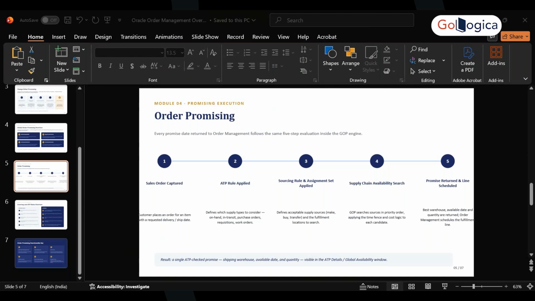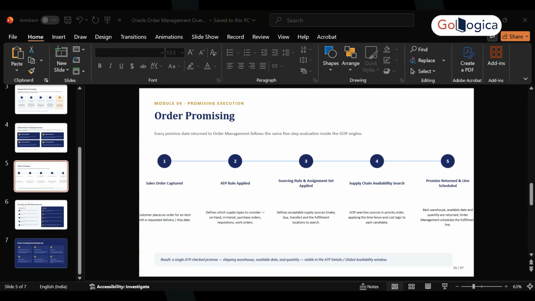Now the next step is the supply chain availability search, which is the most important stage of the entire promising process. After identifying the valid supply sources, Oracle begins searching the supply chain for the available inventory, and the search follows the priority defined by the organization's sourcing rule. For every potential fulfillment location, Oracle evaluates the available inventory, reserved inventory, incoming purchase orders, manufacturing capacity, plant supply, transportation lead time, ATP time frames, and fulfillment cost.